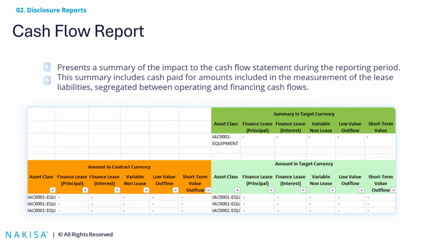The cash flow report presents a summary of the impact to the cash flow statement during the reporting period. The summary includes cash paid for the amounts included in the measurement of the lease liabilities, which is segregated between operating cash flows and financing cash flows.